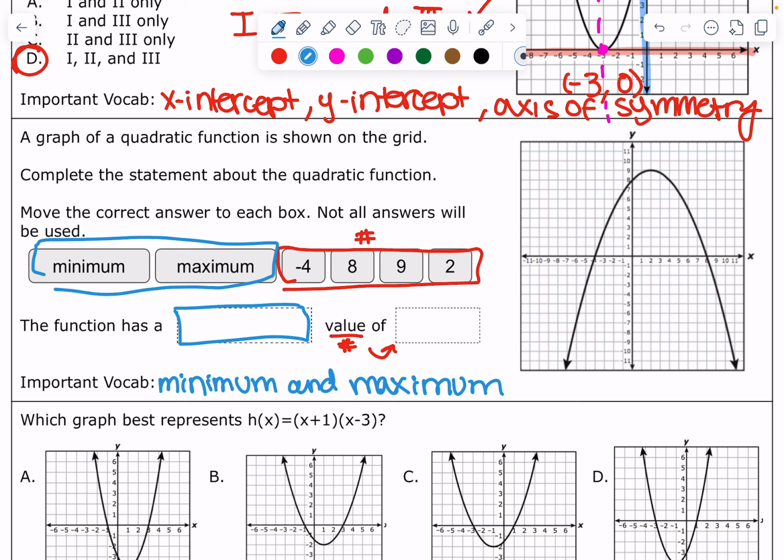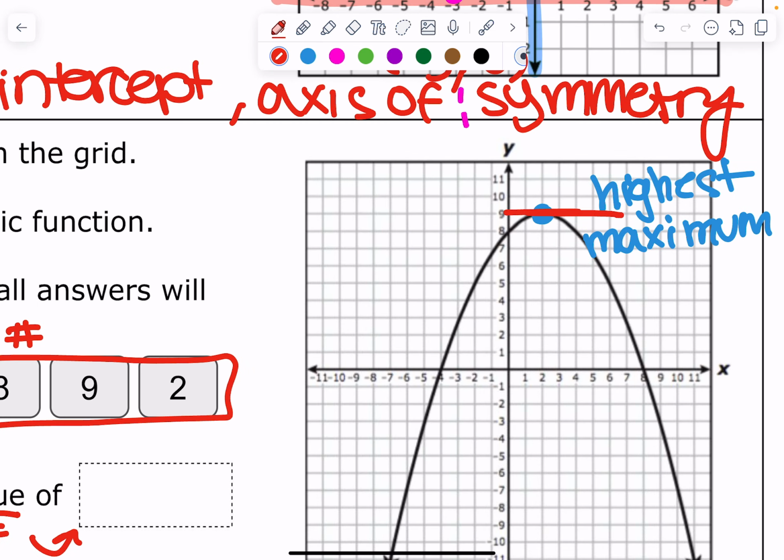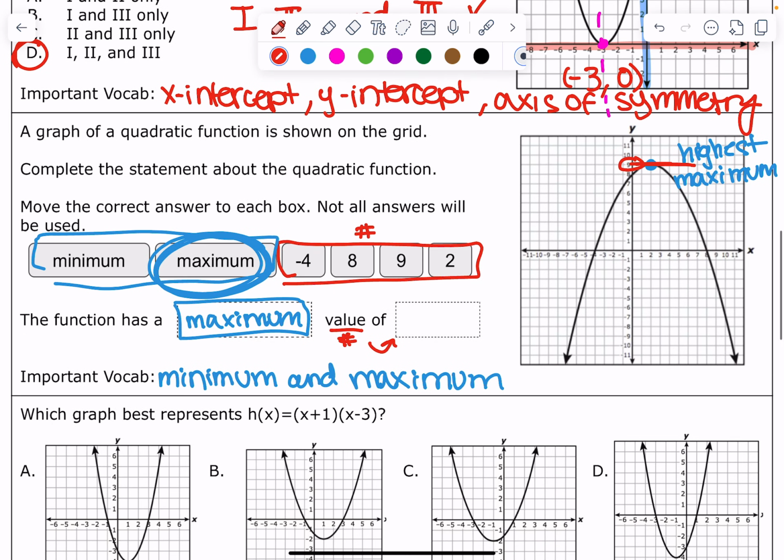So if I look at this graph right here, is this a minimum or a maximum? It's our highest point. So if it's the highest, it is a maximum. So I know in this box, I'm going to write maximum. So this is my answer. Now, for my value, I have to see, what is my highest y number? 9. So 9. That's it.